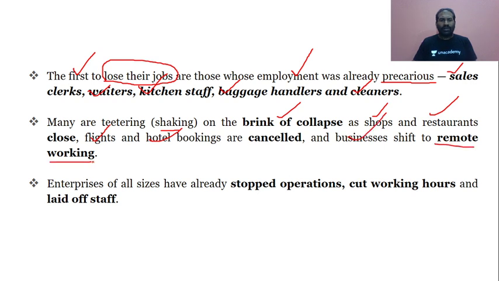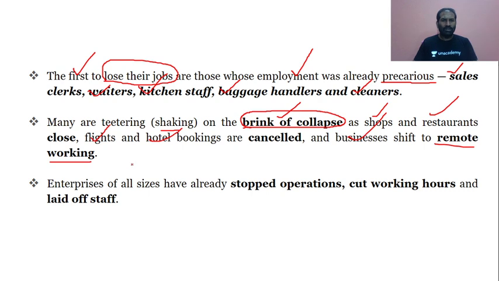That means they could be working from home, or those who are on the field are losing their jobs because of all this happening. It's a collapse. The job creation system is being collapsed. As we have seen, the shops, restaurants, flights and hotel business are badly hit.